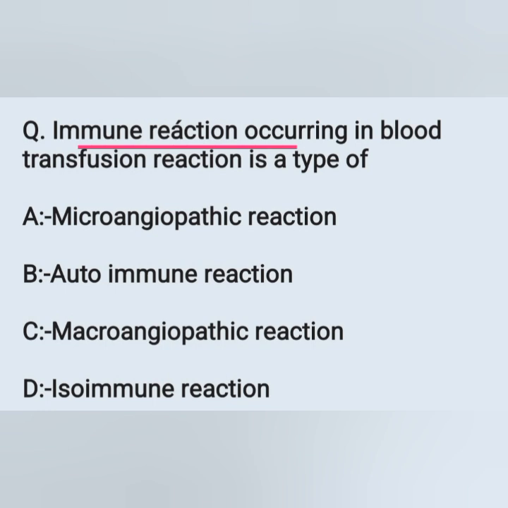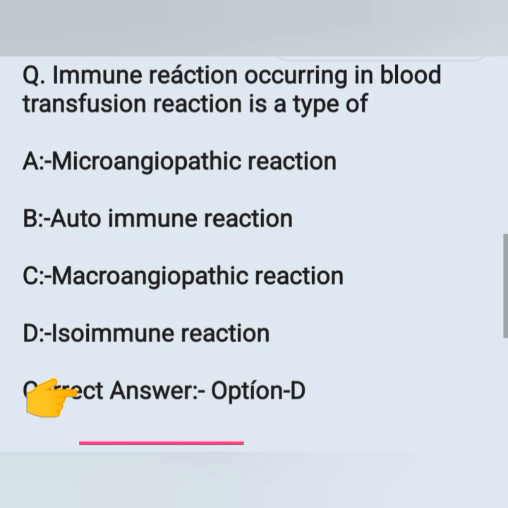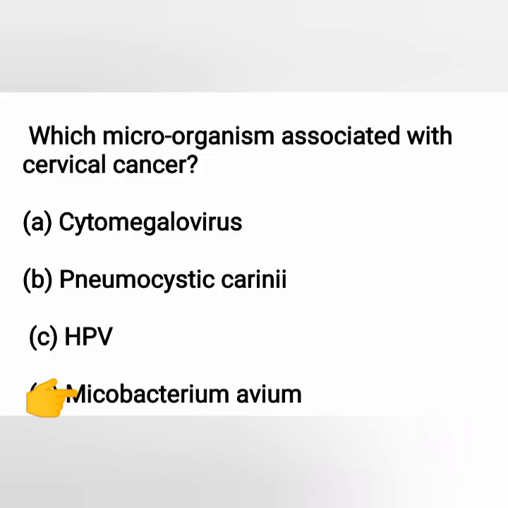The question is about the immune reaction. Immune reaction means the body itself fighting against foreign substances. So the immune reaction that occurs in blood transfusion is a type of isoimmune reaction. Option D is the correct answer. Move on to the next question.